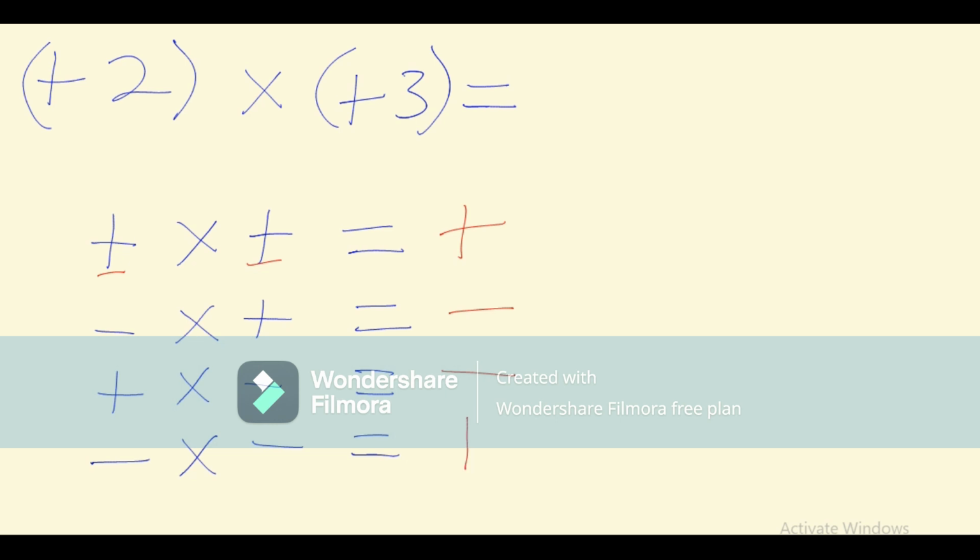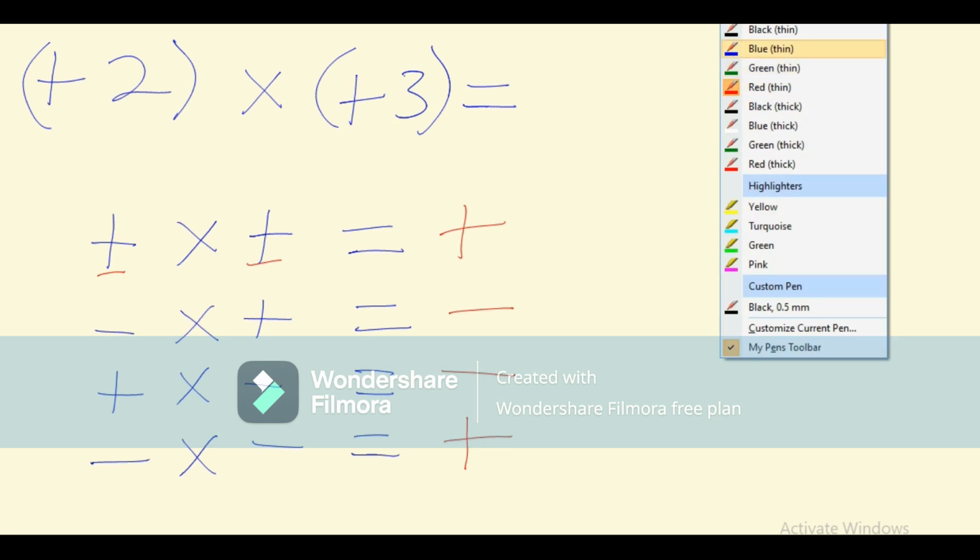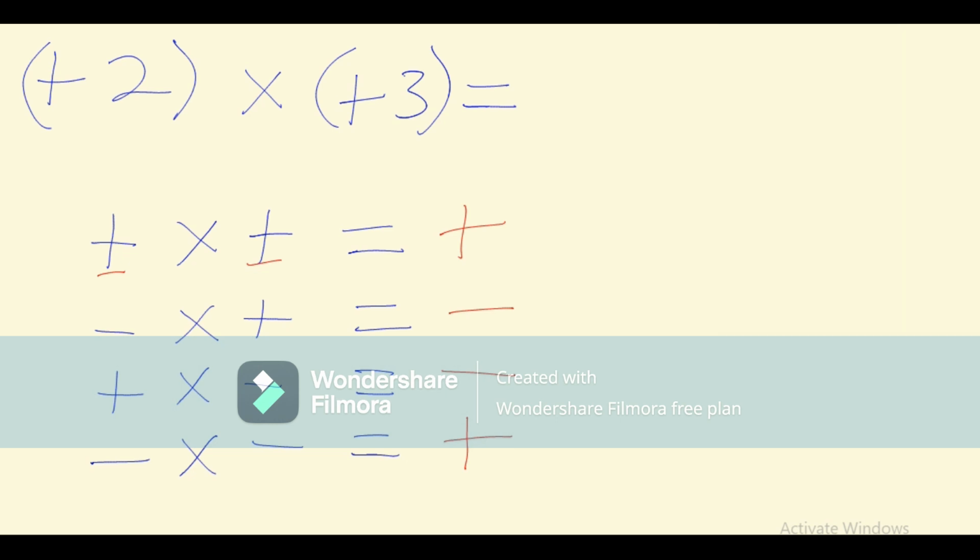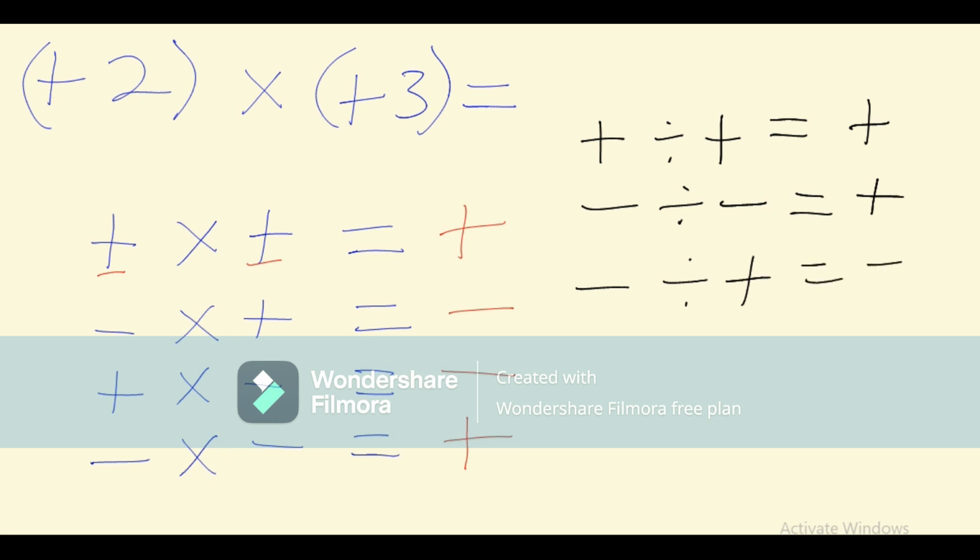And the answer is going to give us a positive. Now you need to know something, that even division is still the same. The same applies to division. So when I say positive divided by positive, the answer is still positive. Negative divided by negative, the answer will give me positive. Negative divided by positive will be negative, and positive divided by negative gives us a negative.